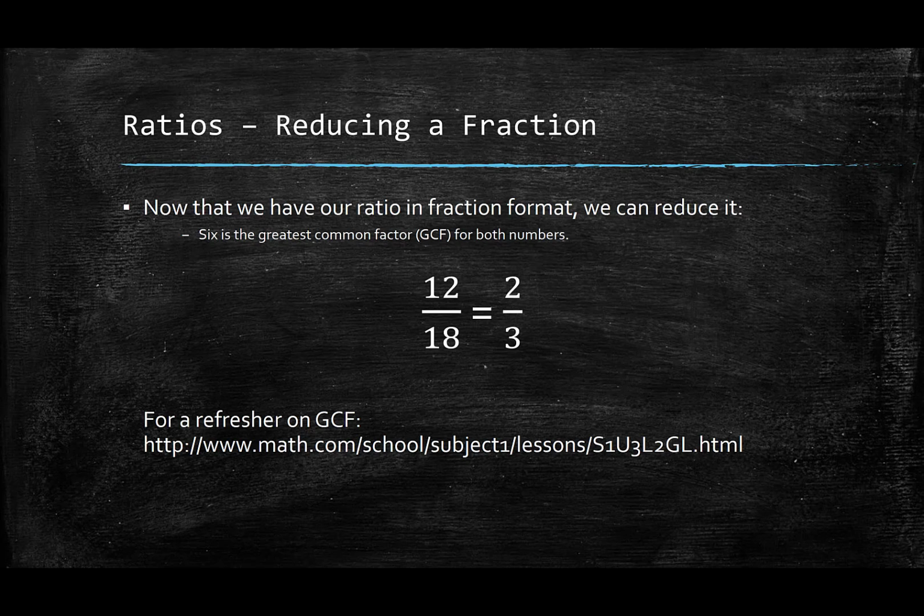In this particular case, our greatest common factor is 6. So we take both our numbers and divide them by 6 to reduce it from 12 over 18 to 2 over 3.